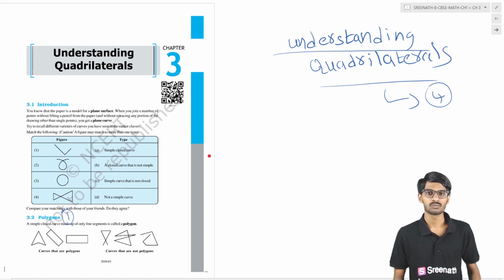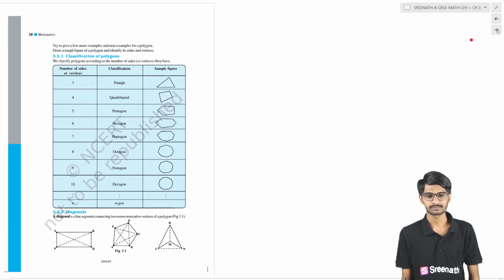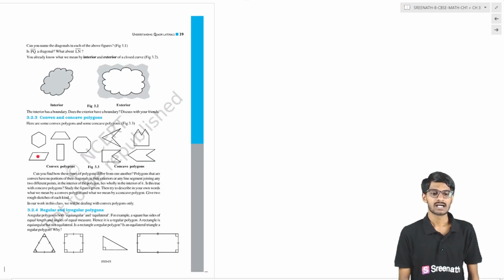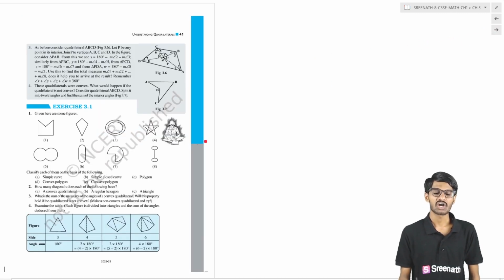Now we are going to have the overview of the whole chapter. Basically, there is an introduction, and the introduction is nothing but the previous knowledge we have gained in lower classes. The first topic is polygons. What is meant by a polygon, the different types and classification of polygons, diagonals, convex and concave polygons, regular and irregular polygons, and the angle sum property of polygons, all of that we are going to discuss in the first topic, students.